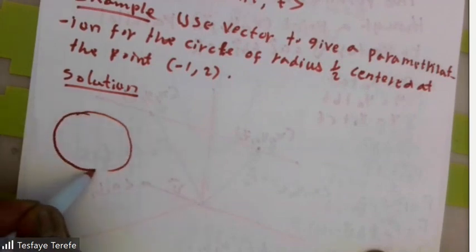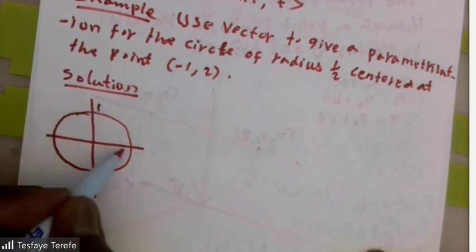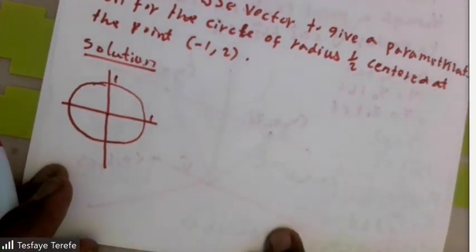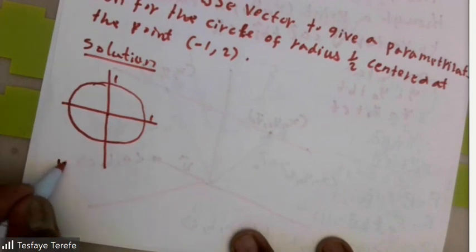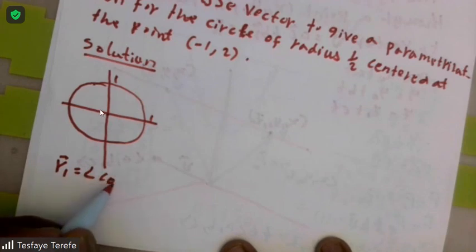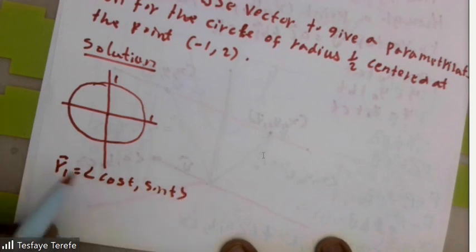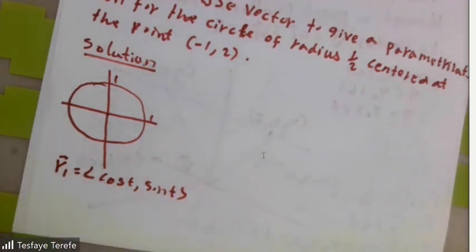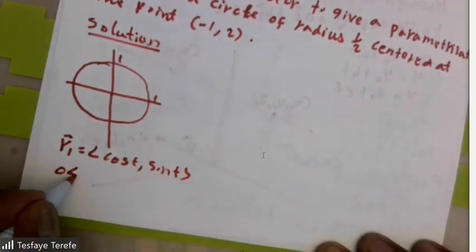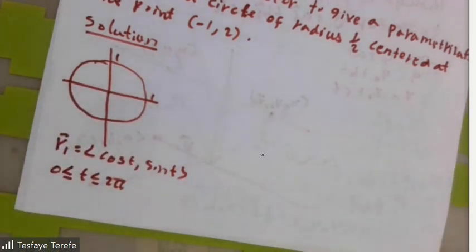If I have a circle of radius 1 centered at the origin, its vector equation is going to be what? Let me call it R1. It will be cosine of t and sine of t, because the radius is really 1. All right, and that is from 0 up to 2 pi in order to get this complete revolution.